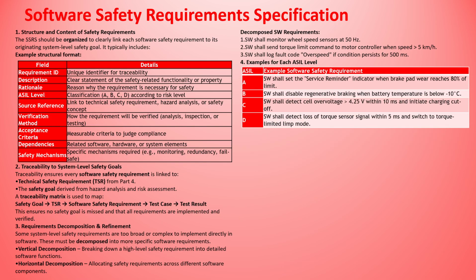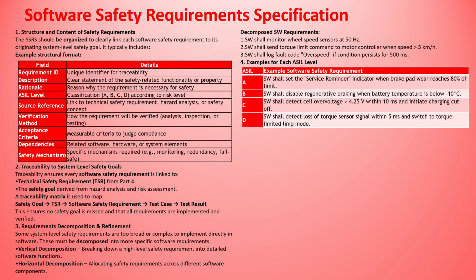Sure. For ASIL A, maybe something related to driver information, but not immediately critical, like the software shall display the service due reminder when the mileage threshold is reached. If it fails, it's annoying, maybe affects maintenance, but unlikely to cause an accident directly. Right. Inconvenient, but not dangerous. Now, jump to ASIL C. We're talking potentially serious injury, maybe something like the software shall detect a sustained unintended acceleration request above threshold X for Y milliseconds and limit engine torque. That's preventing a runaway situation. Okay, much higher stakes.